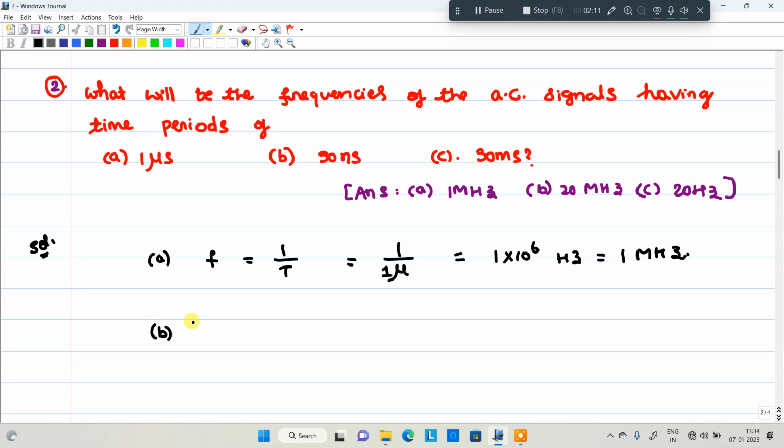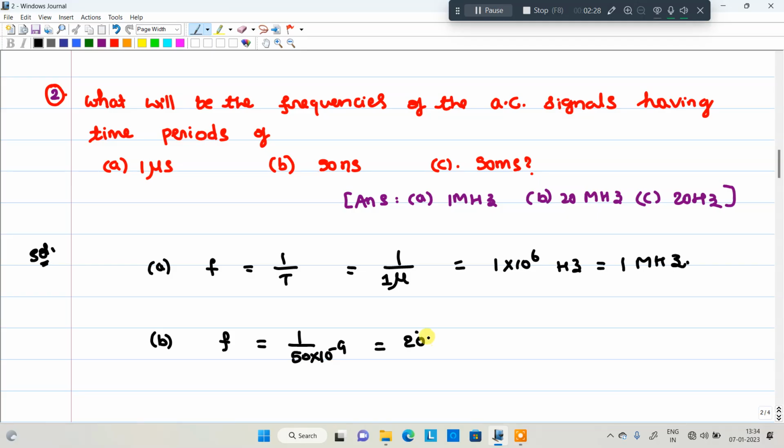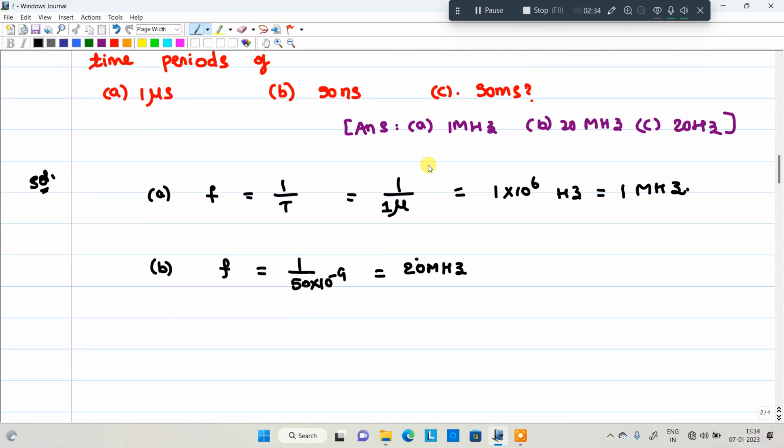The second bit. In the second bit, again F is equal to 1 by 50 nanoseconds. 1 by 50 nano is nothing but 10 power minus 9, and that will be equivalent to 20 megahertz. Next we are moving to the C. 50 milliseconds, that is 50 into 10 power minus 3, will be converted into 1 by 20 Hz as the frequency. Okay, so this is the solution for this particular problem.